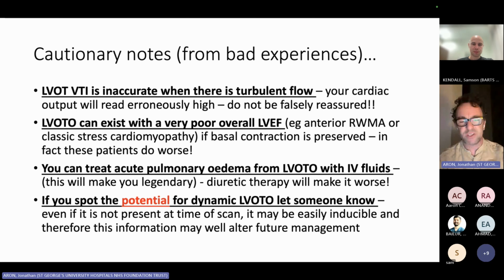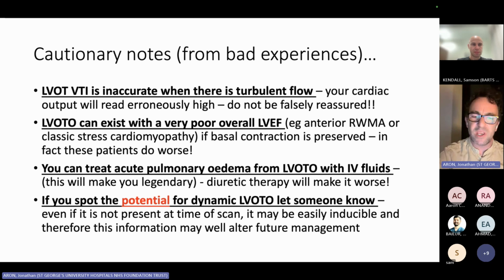If you really want to make a legend for yourself in a patient with pulmonary edema, give them fluid if they have left ventricular outflow tract obstruction, because immediately their pulmonary edema will get better, and that will live on long past your rotation. And if you spot the potential for developing a patient with left ventricular outflow tract obstruction, please let someone know, because later on, when they're weaning and people are giving industrial doses of furosemide to try and get them off the ventilator for no good reason whatsoever, you might actually end up inducing left ventricular outflow tract obstruction by getting them too negative, or some other reason that might happen.